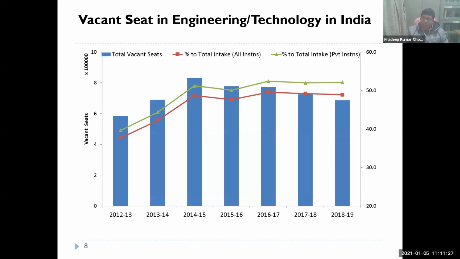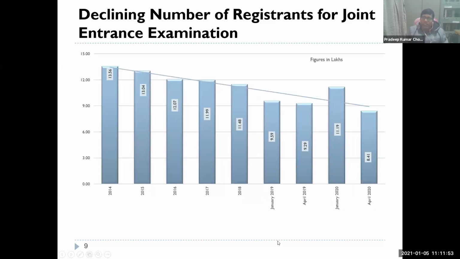The other important thing I am trying to say is that the vacancies as a share to total intake, in percentage, is also very high in private engineering institutions in the country. More than 50% of the total enrollment is lying vacant in private engineering institutions. That I have already said, and it is more so in private engineering institutions. This is an interesting picture.